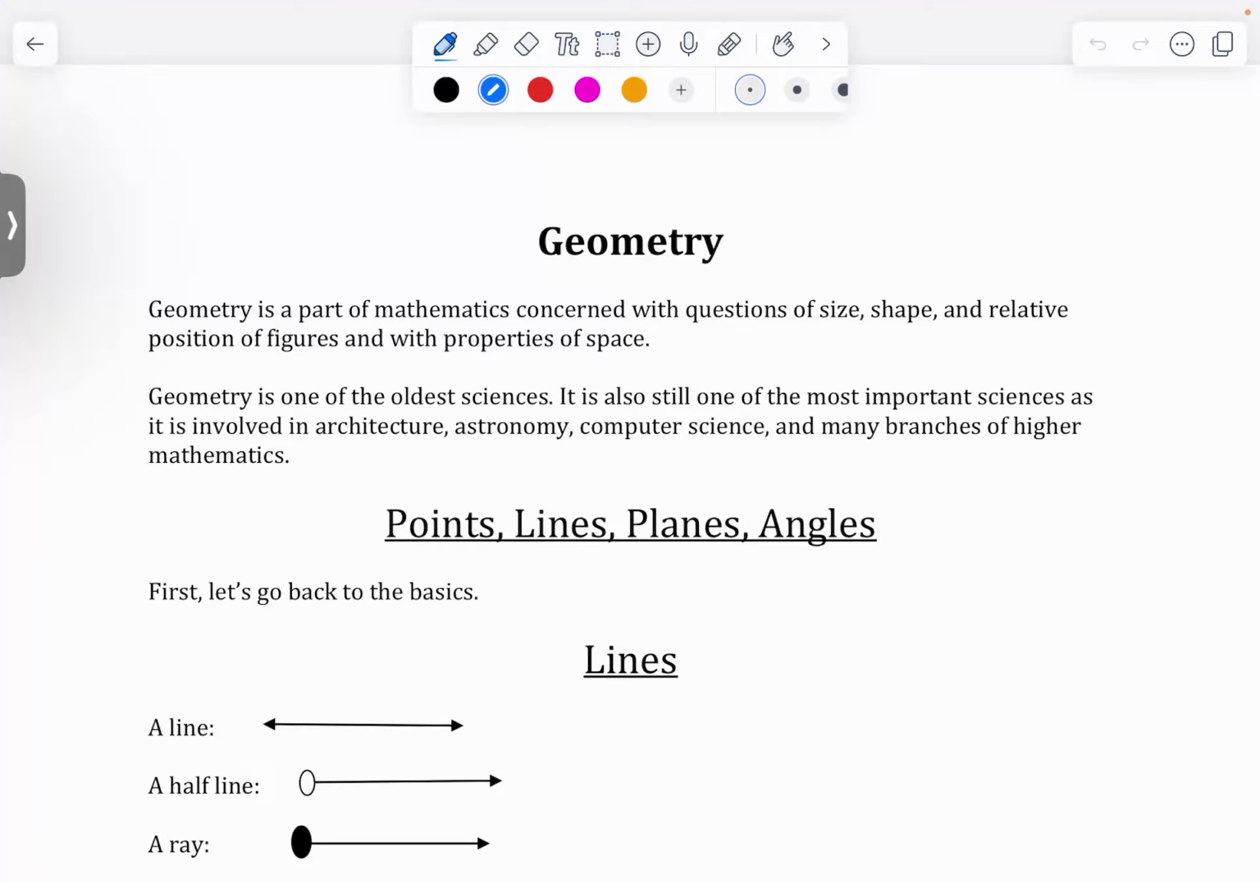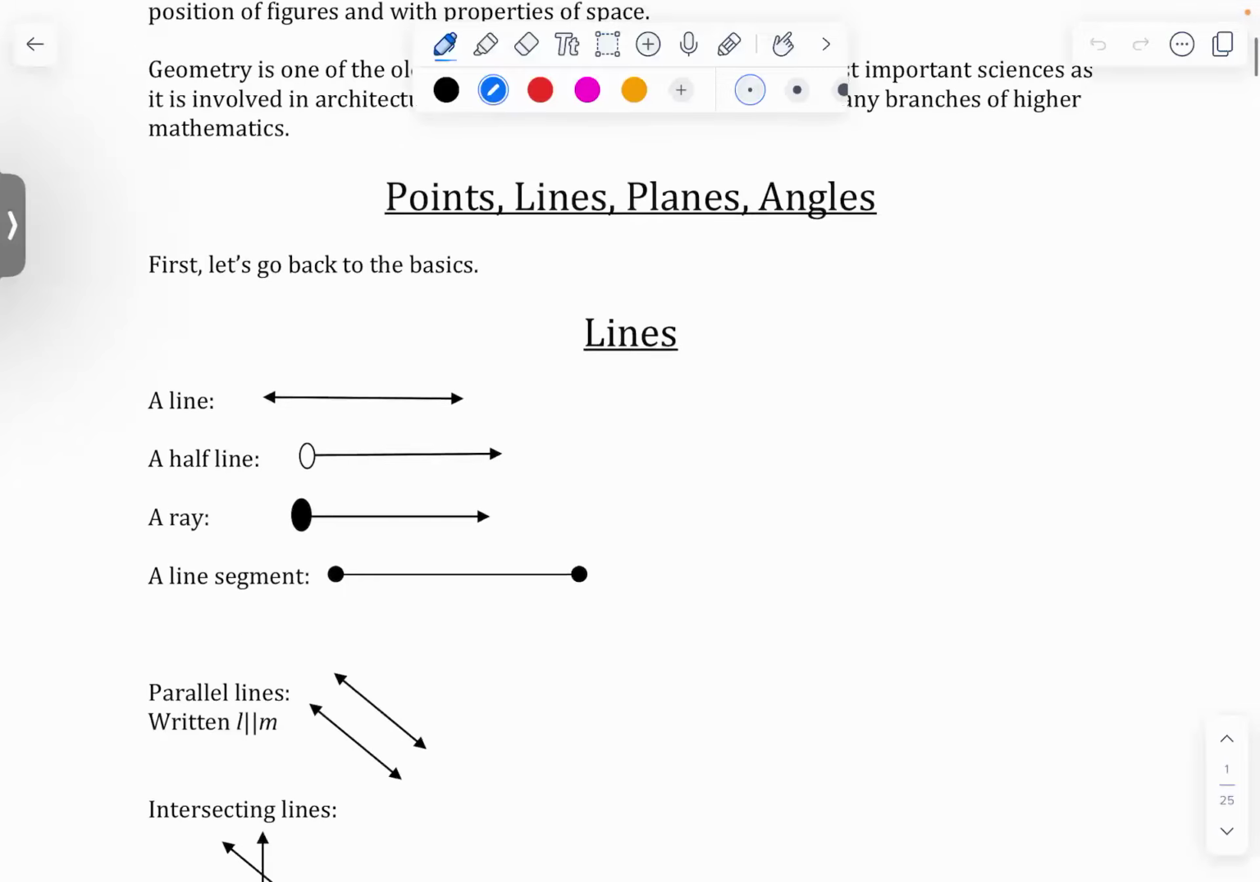So, geometry is a big part of math and especially application math, because it's basically everywhere, right? Shapes and three-dimensional objects, all right? Literally our whole lives exist around this stuff. So, let's start with the basics.